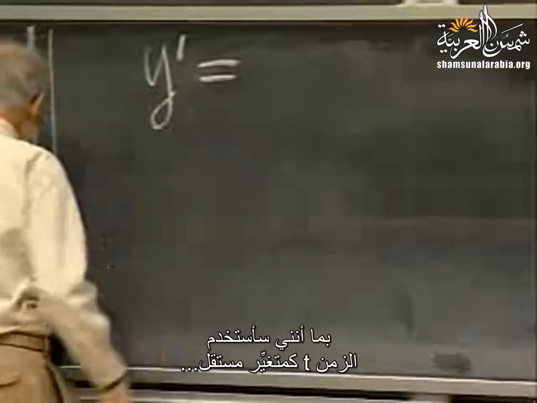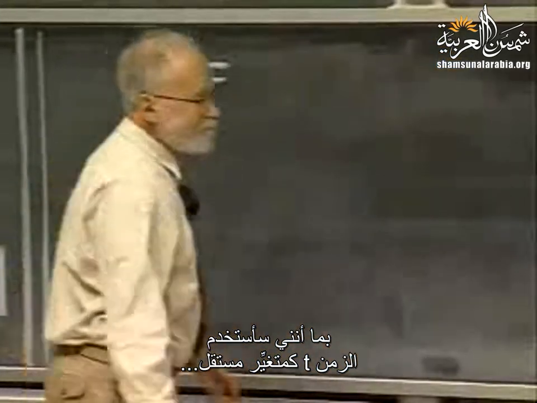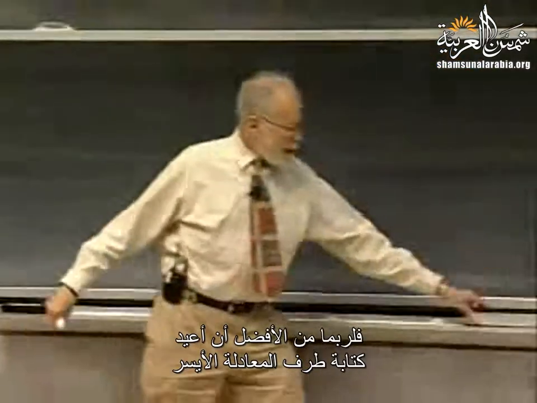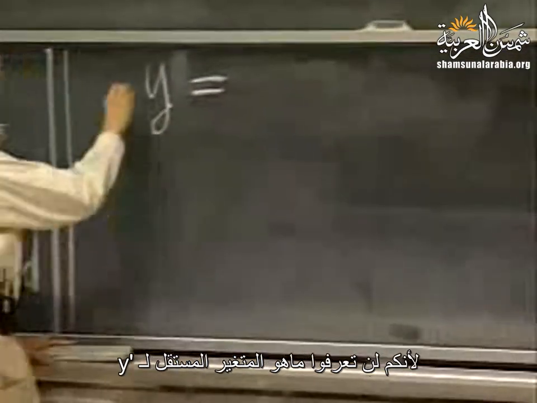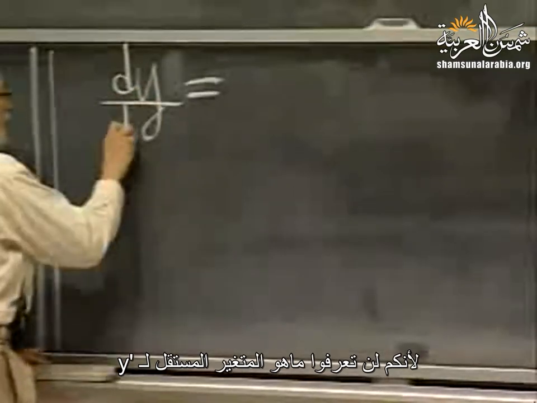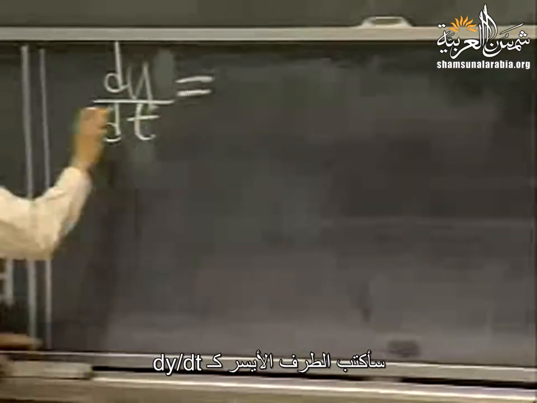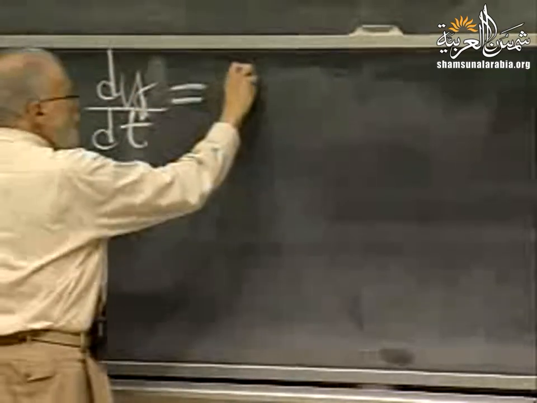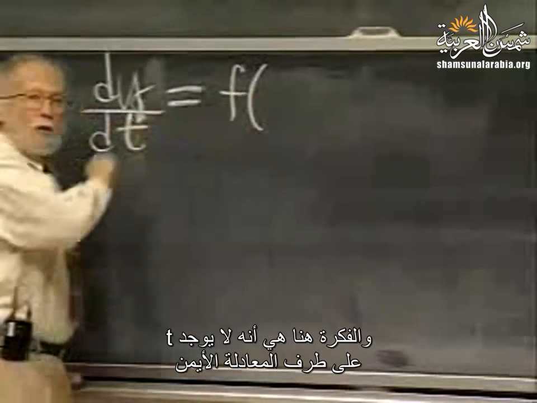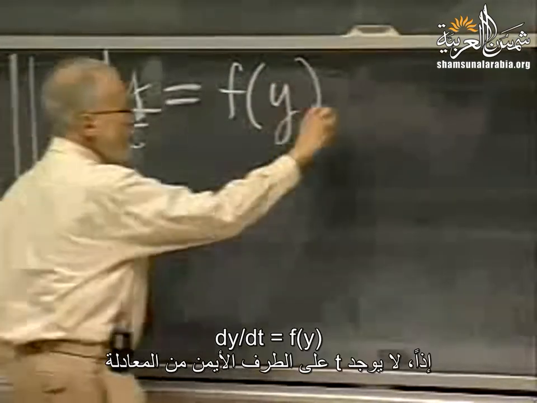Now, since I'm going to use t for time as the independent variable, maybe it would be better to write the left-hand side to let you know what it is. dy/dt we'll write it this time. dy/dt is equal to, and the point is that there is no t on the right-hand side. So there's no t.